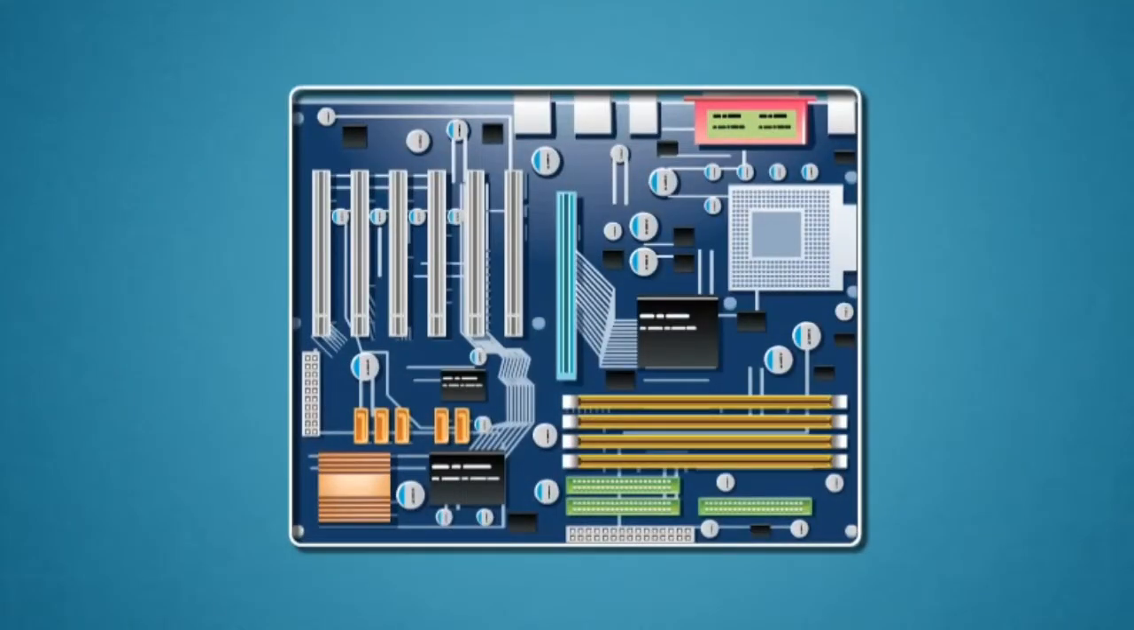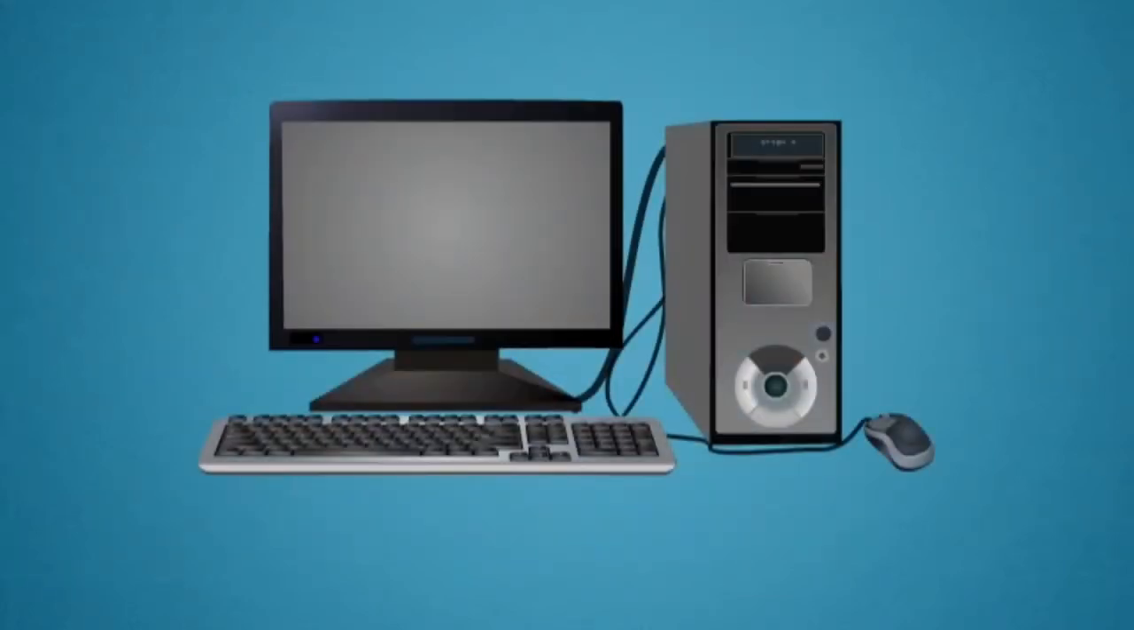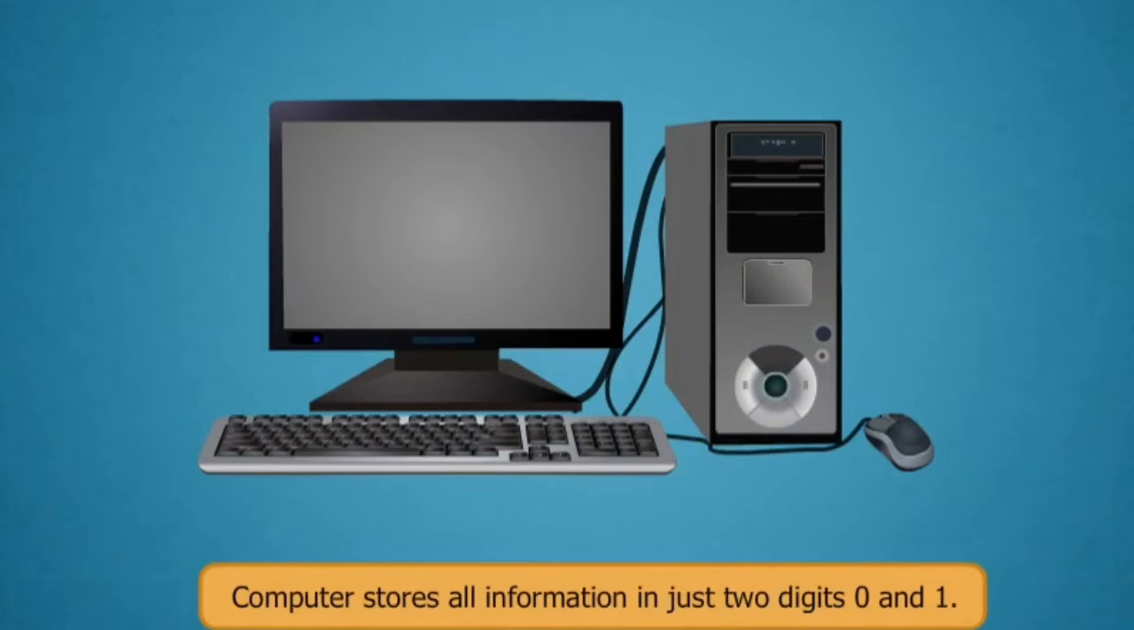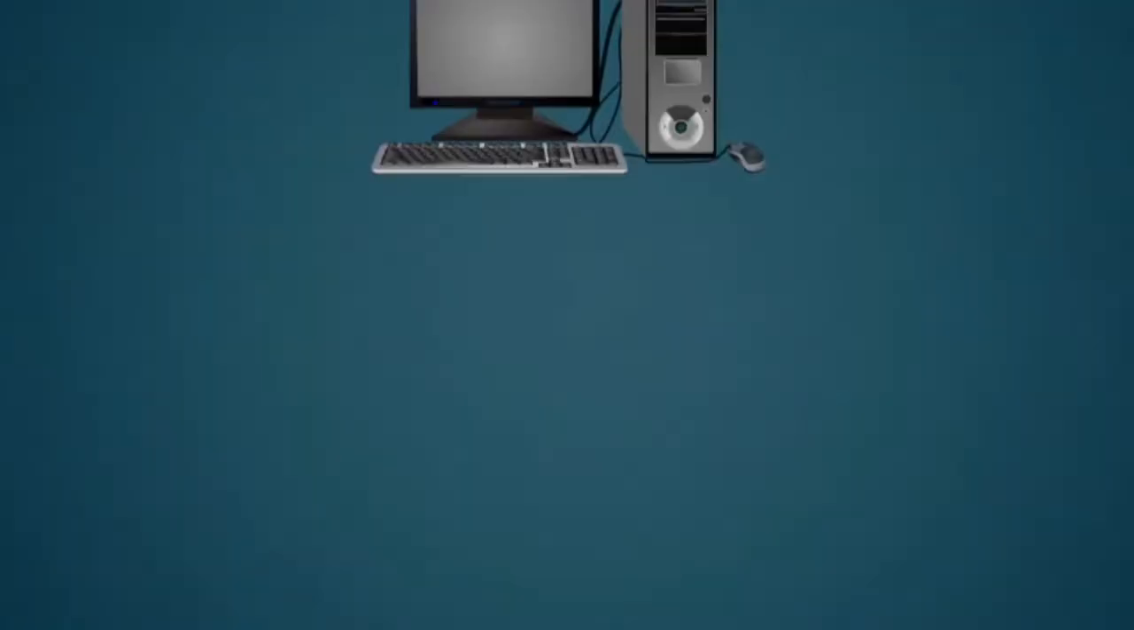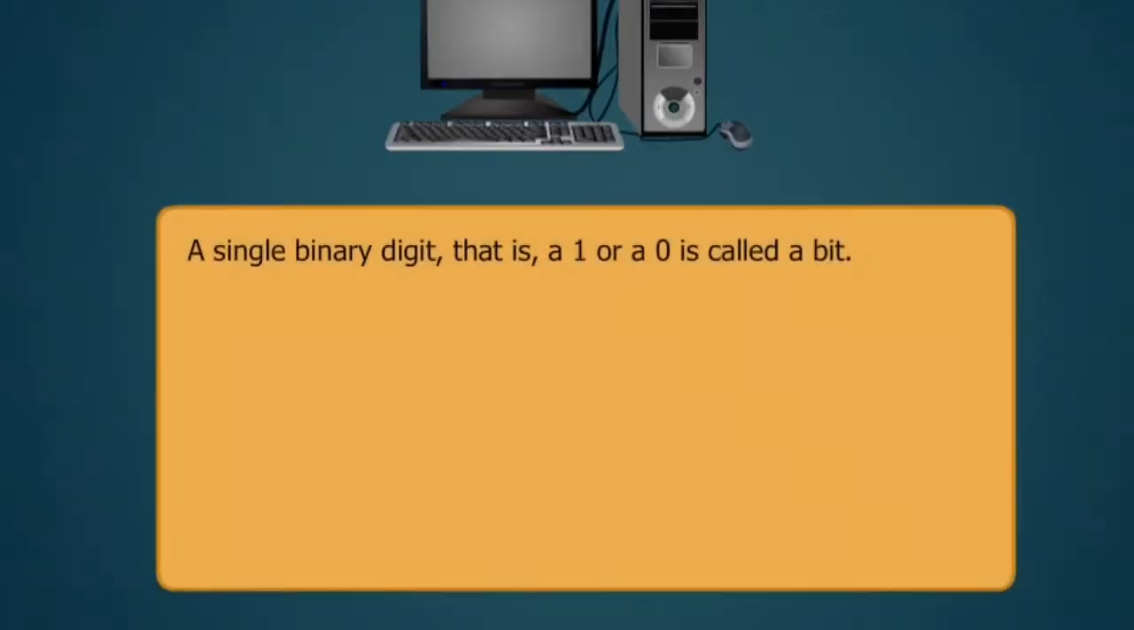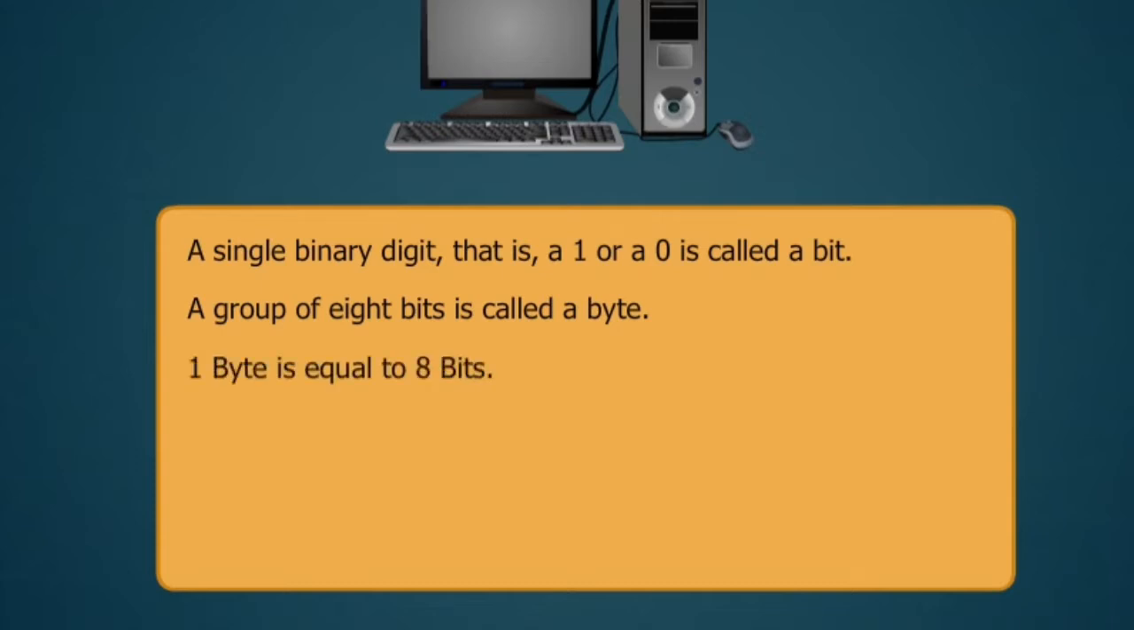It is interesting to know about computer memory. Let us also know how computer stores data in its memory. Computer stores all information in just 2 digits, 0 and 1. A single binary digit, that is, a 1 or a 0, is called a bit. A group of 8 bits is called a byte. 1 byte is equal to 8 bits.